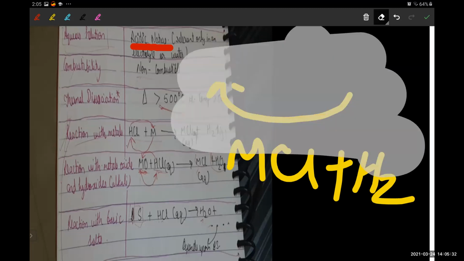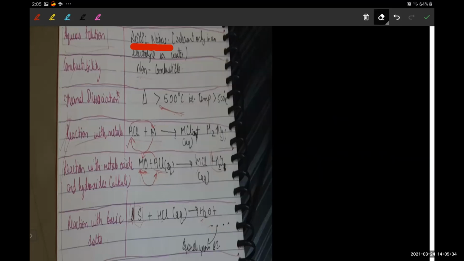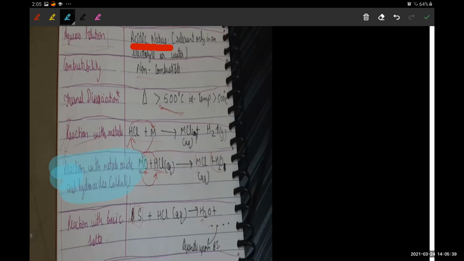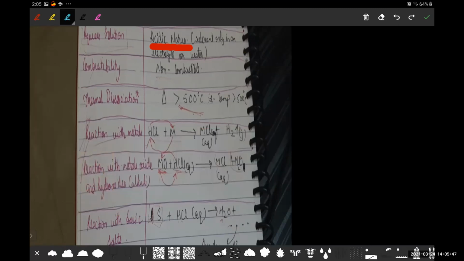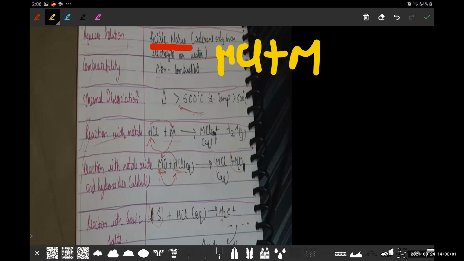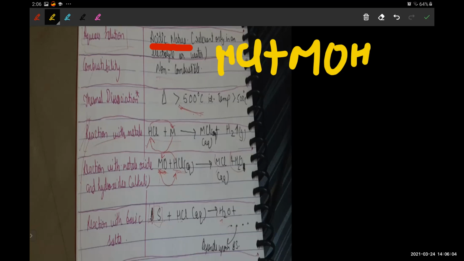Next, we move on to reaction with metallic oxides. As you can see in the PDF, it's written reaction with metallic oxides and hydroxides. We get MCl and H2O. Why are we getting H2O instead of H now? Because in hydroxide, oxygen is also present, so there's a chance of forming water. How? We get HCl, and let's take any metallic hydroxide. Let's just write it as MOH.